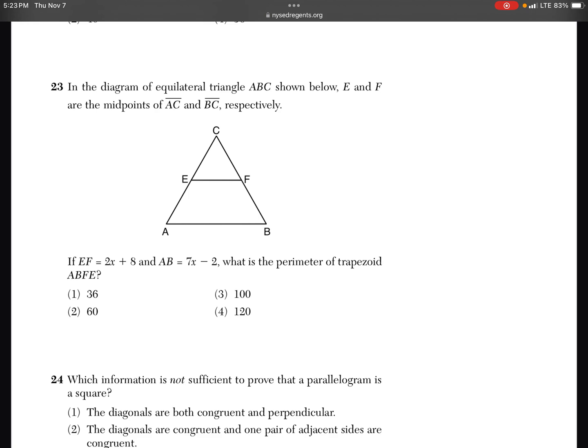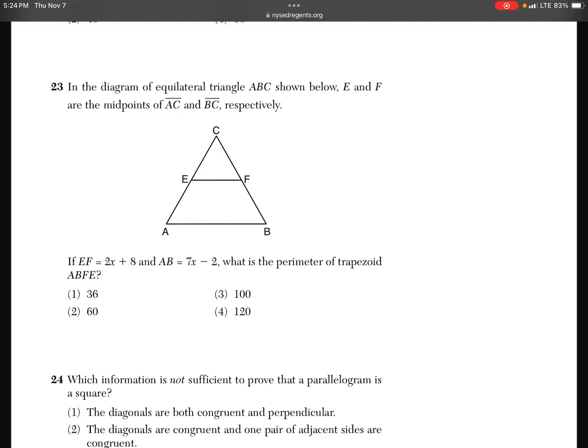Subtracting 4x from each side, I get 3x equals 16 plus 2, so 3x equals 18. x is equal to 6. So if x is 6, then EF is going to be 20, and AB will be 40. The two of those together is 60, and it's not the perimeter of the entire trapezoid.